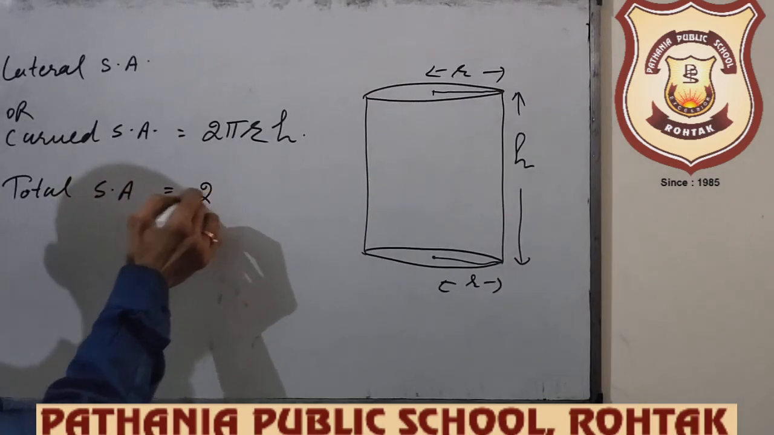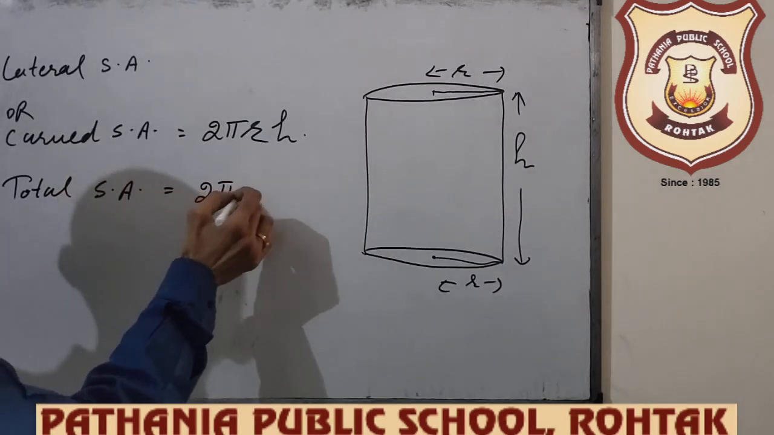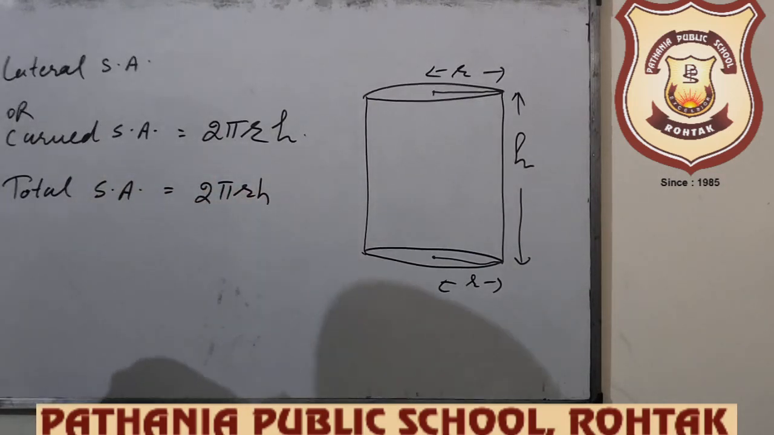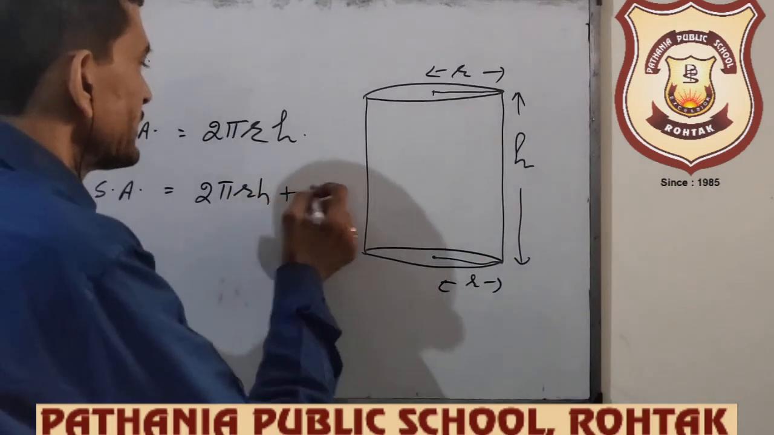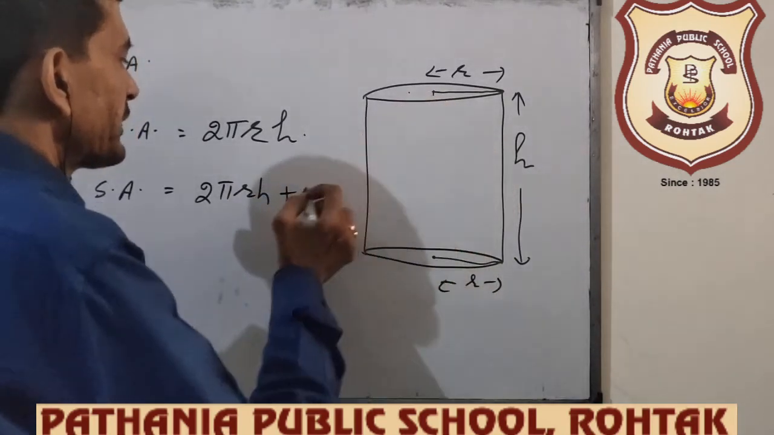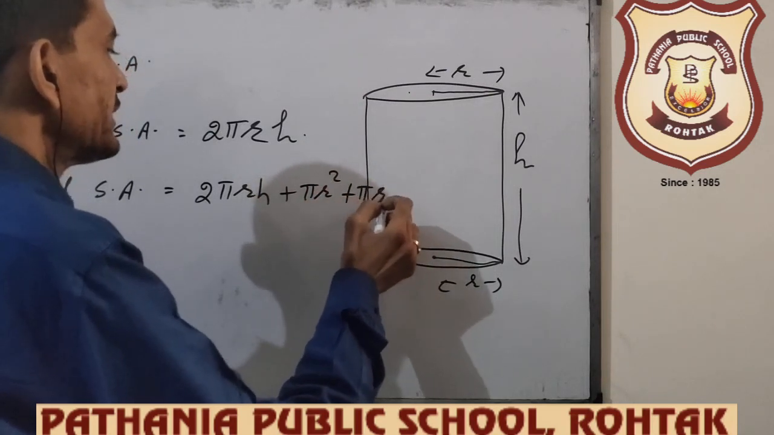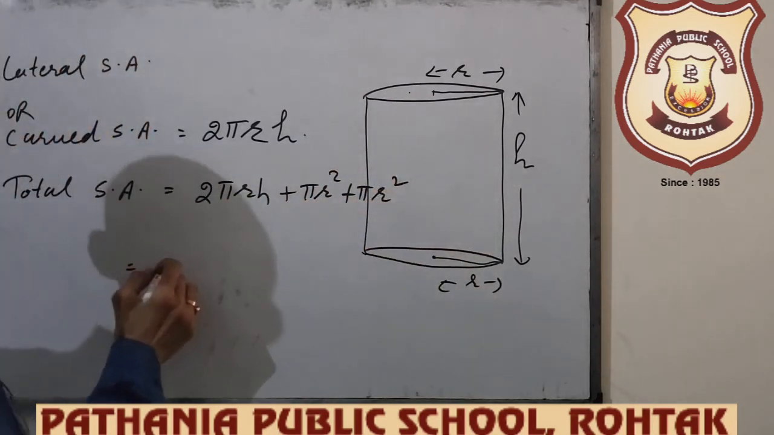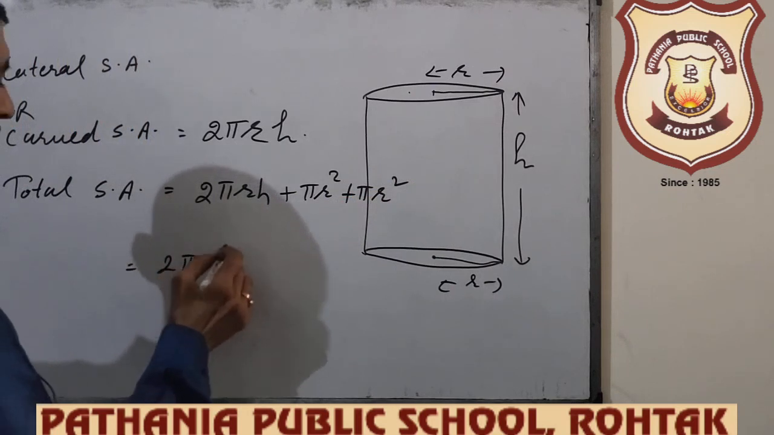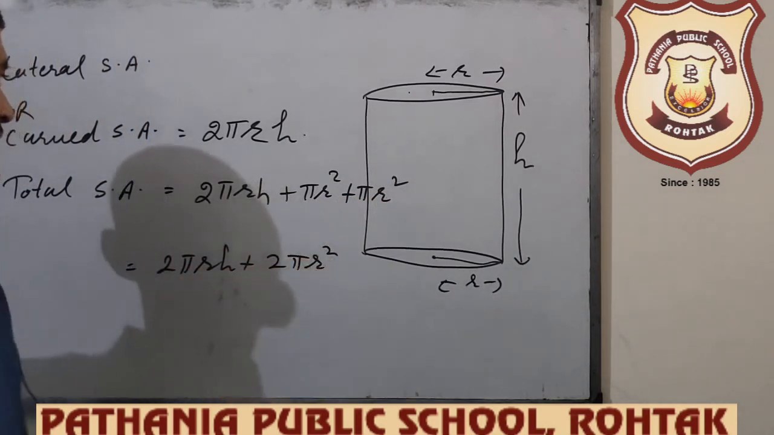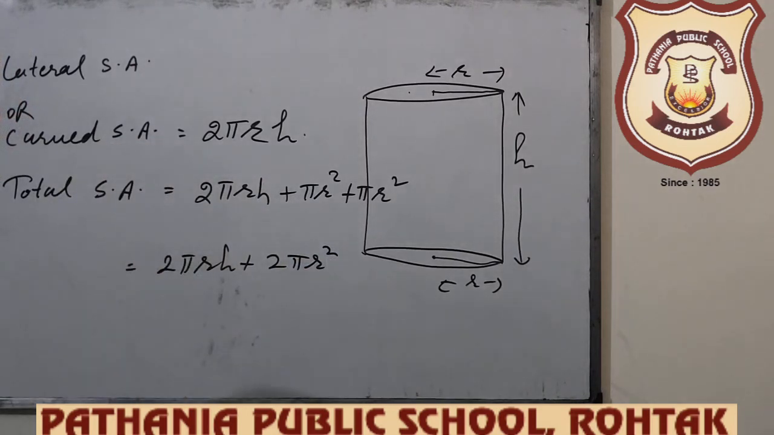And the total surface area of cylinder is what? Lateral, what is there in lateral? You exclude the top and bottom. To add the top, area of top is what? Pi r square, and bottom is what? Pi r square. So what is the total surface area? 2 pi r h plus 2 pi r square. So this is the lateral surface area and total surface area of cylinder.